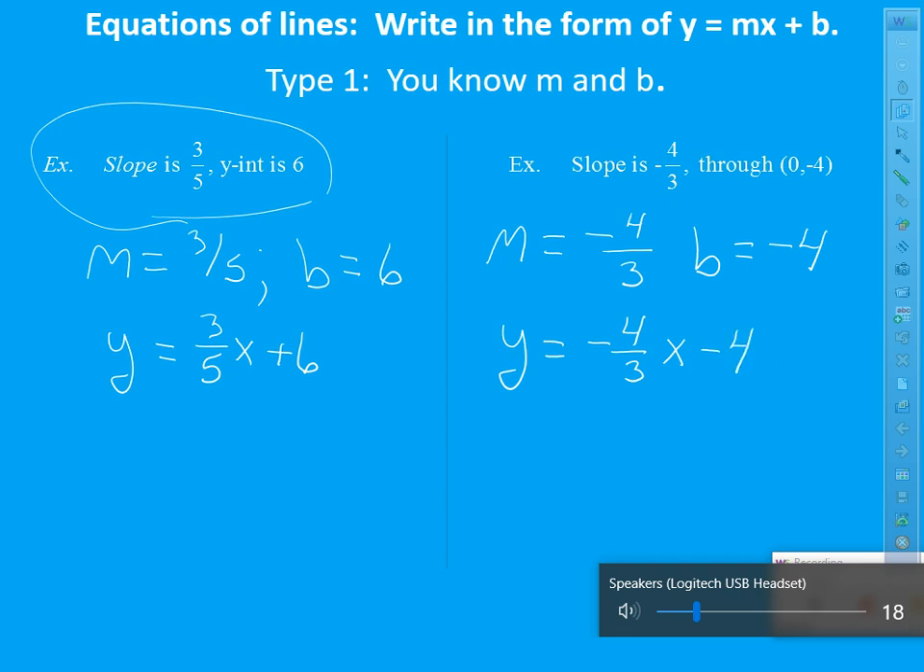Be careful in MyMathLab. Sometimes they will go y equal the box, and then you're just supposed to put this part in it. Other times they'll just say the equation is, and they'll give you the whole box. Then you'll need the y equal. So be careful what they give you.